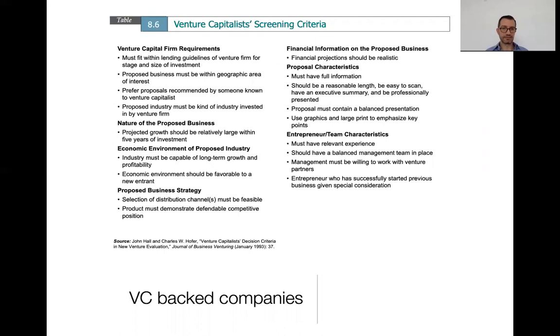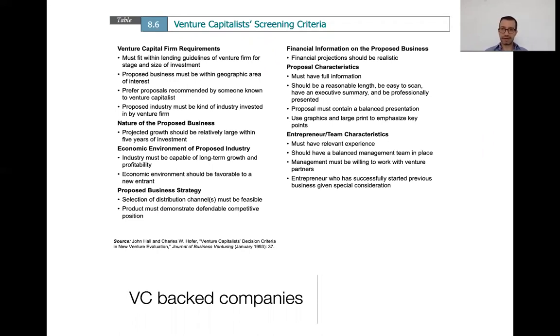The economic environment, so the industry, is it a good industry? Is there long-term growth? Does your strategy make sense? Is the product a good product? Is the entrepreneur and the team someone I like, someone I can trust, someone with experience? And finally, are the financial projections realistic?